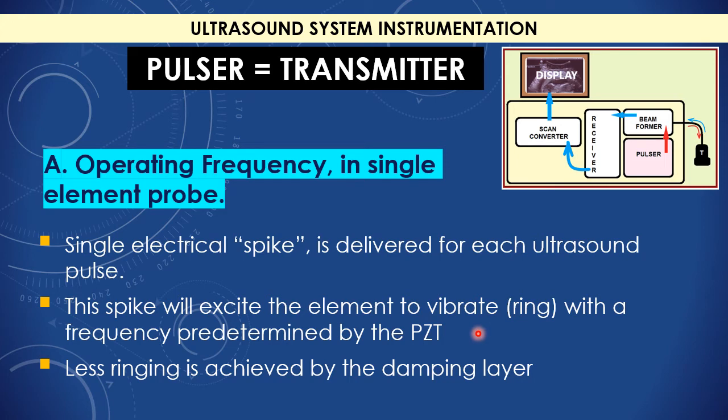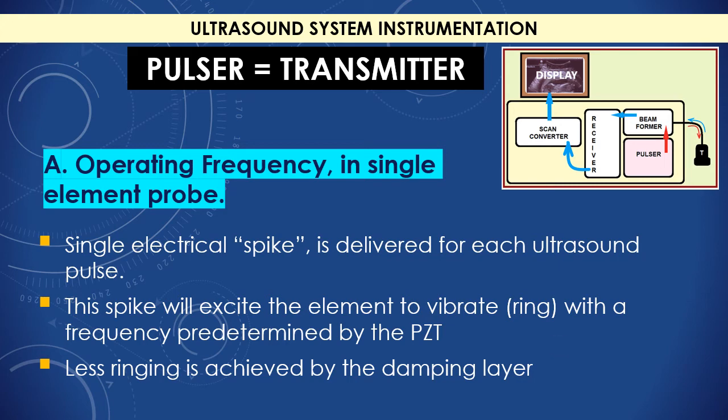So it is predetermined by the PZT, by the active element. The pulser here has nothing to do with the frequency. It's just sending one spike, and this will excite and vibrate, or ring, the PZT. Now, how can this ringing give me a short pulse? Again, we remember the damping layer.